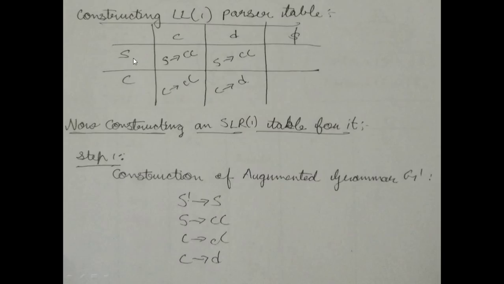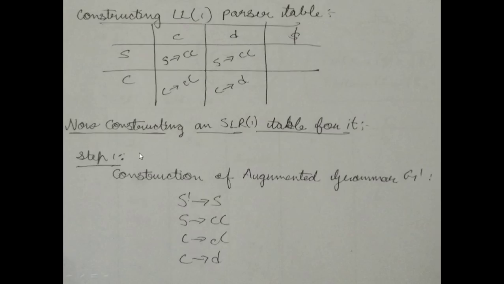Moving on, for the next production, the first of C is terminal c only. That's why we added C gives cC production to the first column and C gives d to the second column. Now let's calculate the SLR1 table for this one.